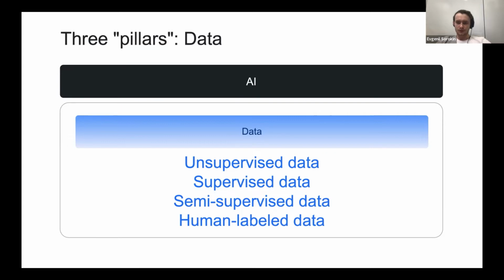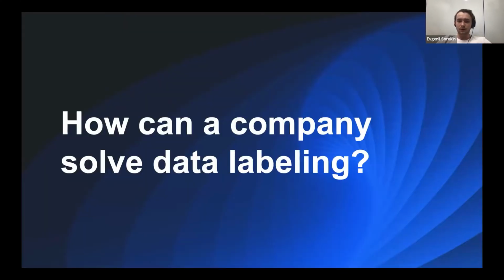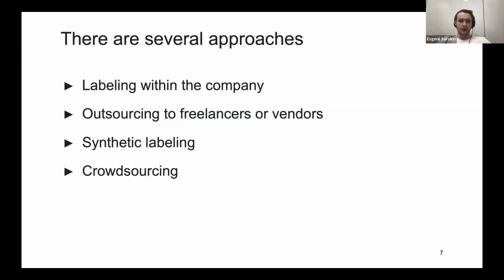There are a lot of studies on it. But what if there were a solution for you to improve the quality of semi-supervised data, or a convenient way to transform unsupervised data into supervised data? It can be done with human-labeled data. So how can a company make it? How to label data? Well, there are at least four approaches.